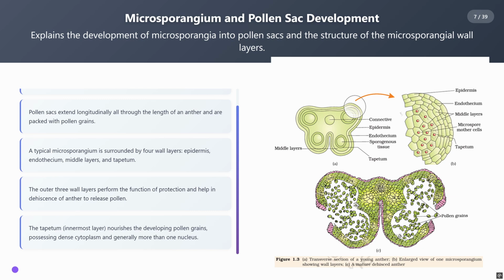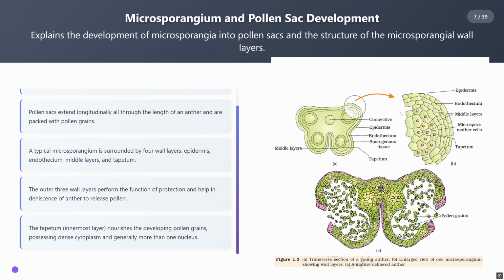But the tapetum, it has a very special, very crucial role. The tapetum is absolutely essential. It nourishes the developing pollen grains. Its cells have this dense cytoplasm, and often, interestingly, they contain more than one nucleus.